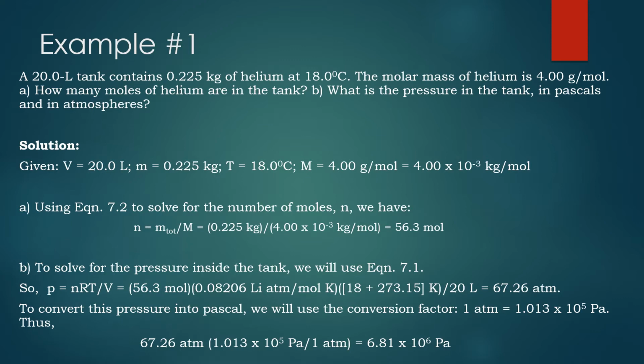We already solved the pressure inside the tank in atmospheres, which is equal to 67.26 atmospheres. To convert this pressure into pascals, we will use the conversion factor 1 atmosphere equals 1.013 times 10 to the 5 pascals. Thus, 67.26 atmospheres times 1.013 times 10 to the 5 pascals per 1 atmosphere equals 6.81 times 10 to the 6 pascals.